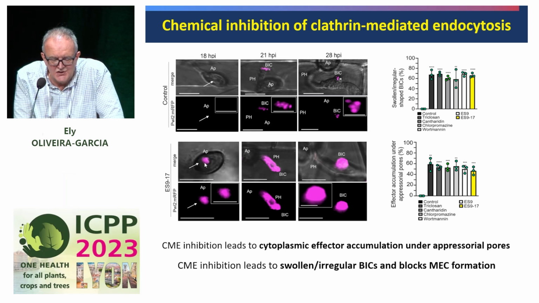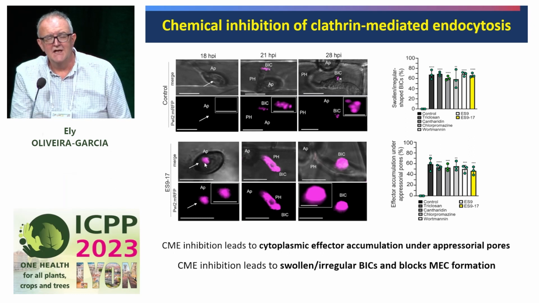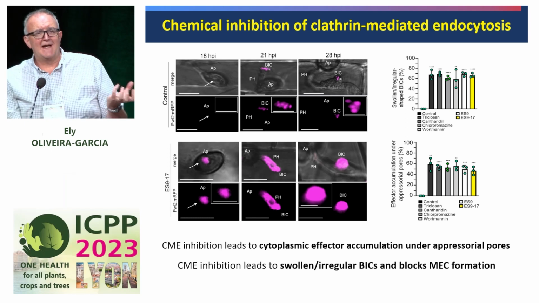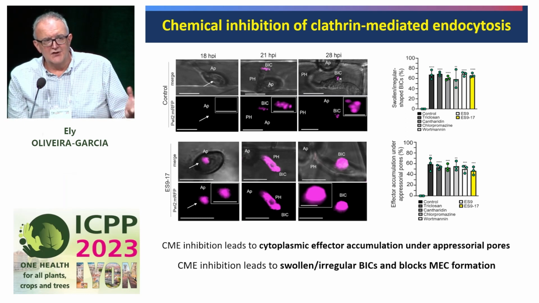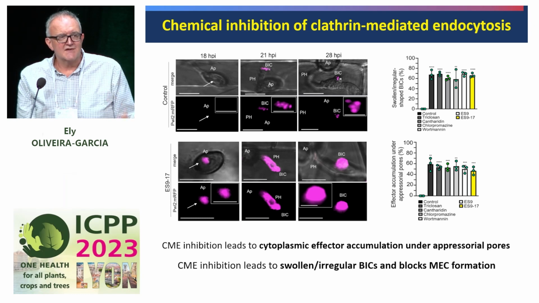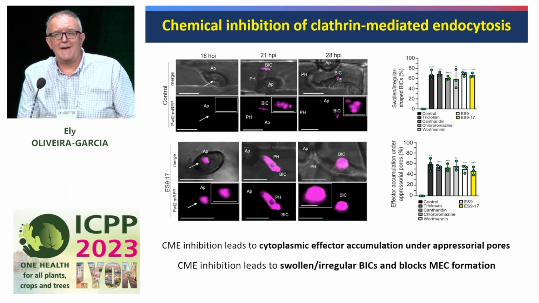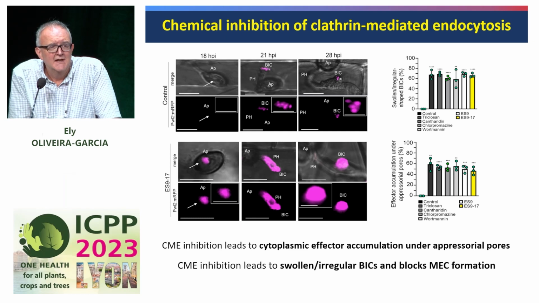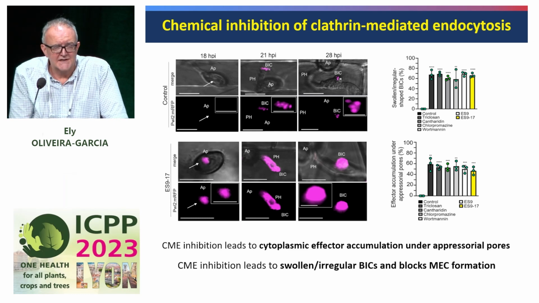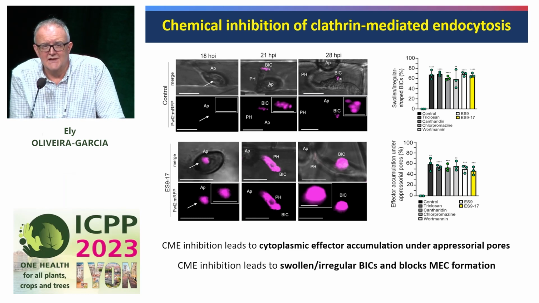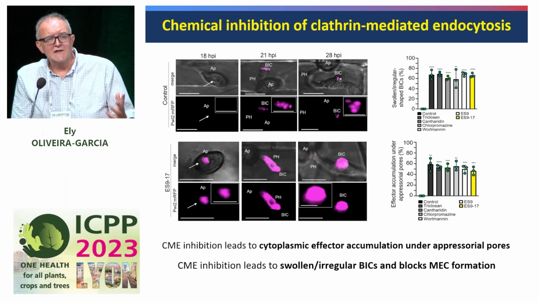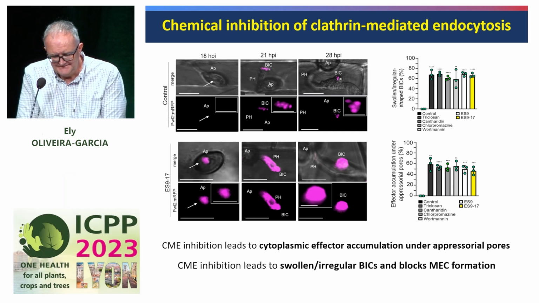So very early during plant infection, we started to see an accumulation of cytoplasmic effectors in a very large compartment, but we didn't see those small membranous effector compartments forming in the presence of those inhibitors. And in contrast, with the clathrin-independent endocytosis inhibitors, which we looked at, methyl beta cyclodextrin, for instance, or filipin, we didn't see any similar effect.